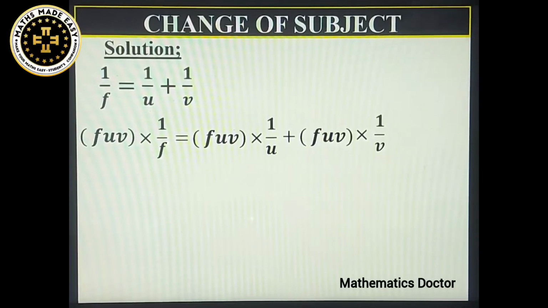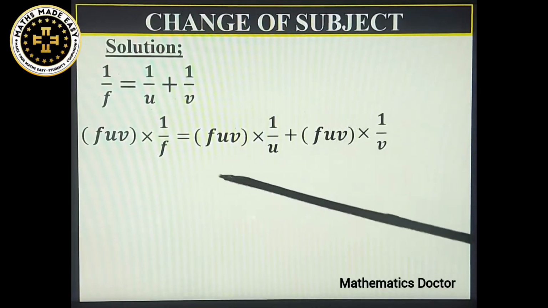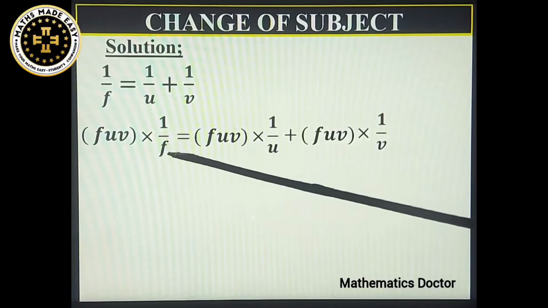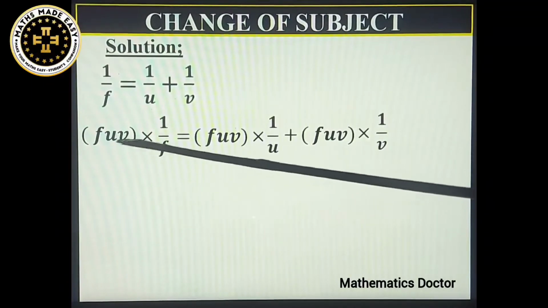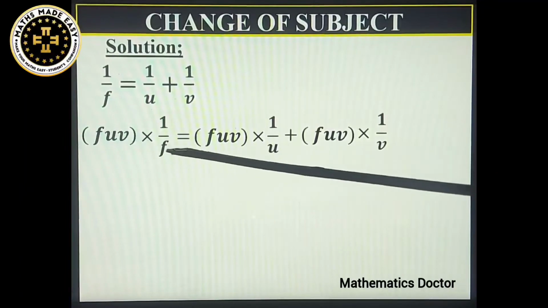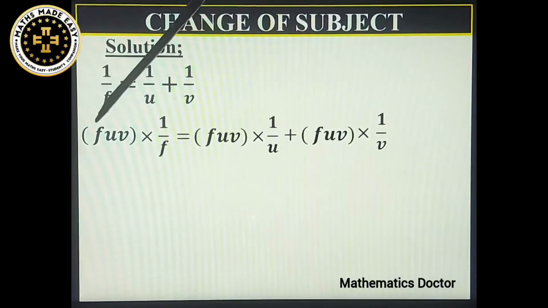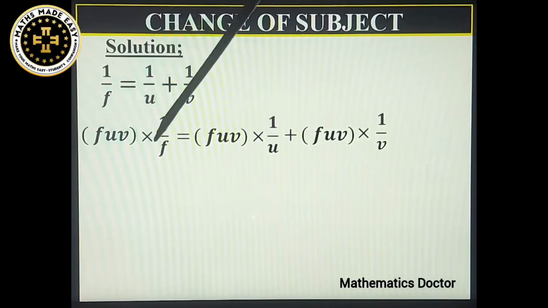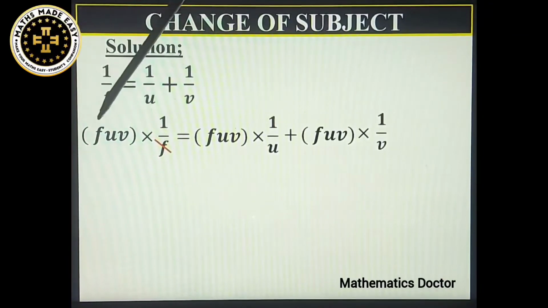Please, let's continue. The next thing that we'll do is the main reason why we multiply the LCM by each of the terms, and that is to cancel out the common terms. The denominator f here has a common term in the LCM, which is f. So f will cancel itself, one cancelling the other. So they are cancelled out.